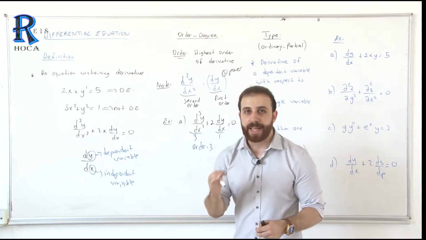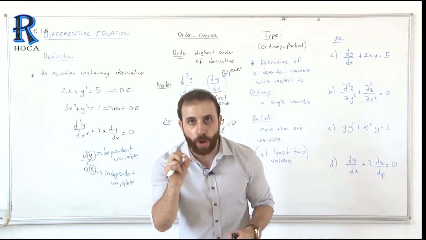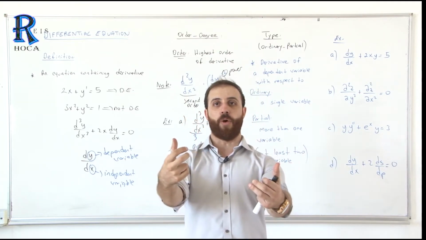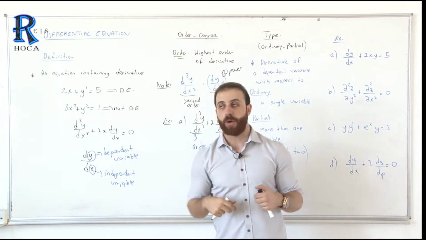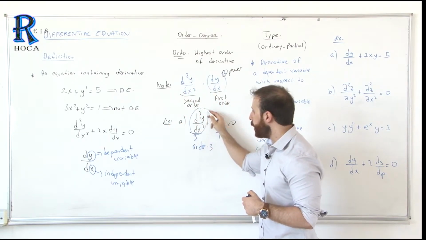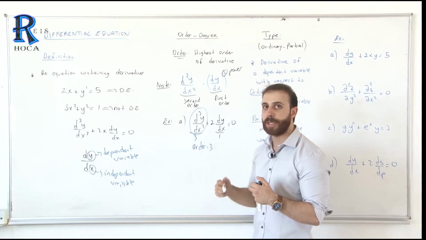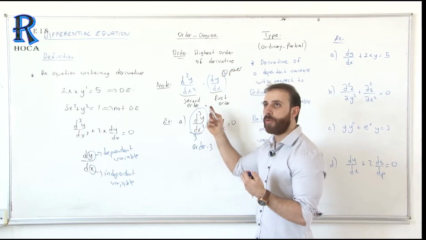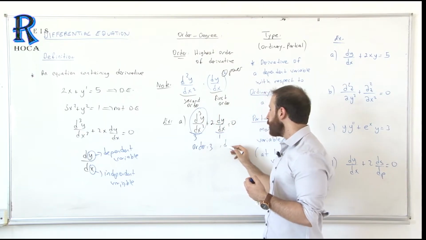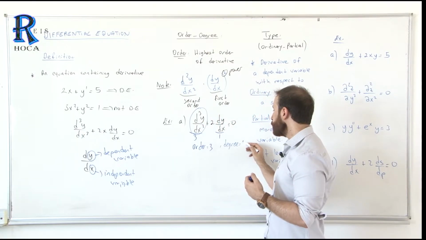What is degree? Degree is the power of the expression from which we obtained the order. Where did we obtain the order? We obtained the order here. What's the power of this part? Not the order. The power of this part, meaning the bracket to the power of 1 here. That's why here the degree is 1.